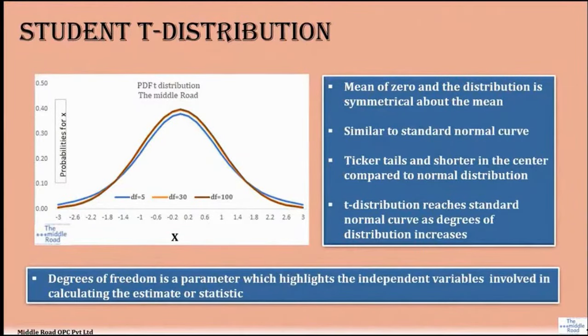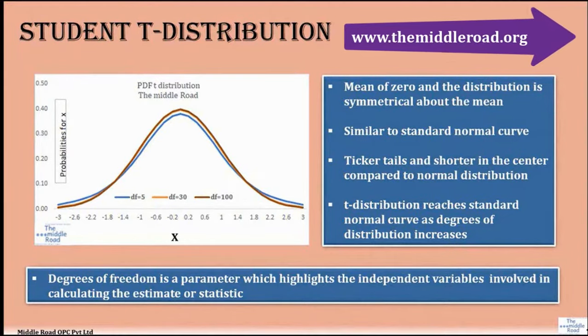The t distribution is very similar to the normal distribution. The mean is 0, and it is symmetrical about the mean, which we talked about. Its tails are longer and thicker, so that's the difference, and the center part is much shorter as compared to the normal distribution. Degrees of freedom are something very unique. For different degrees of freedom, you'll have a different curve.